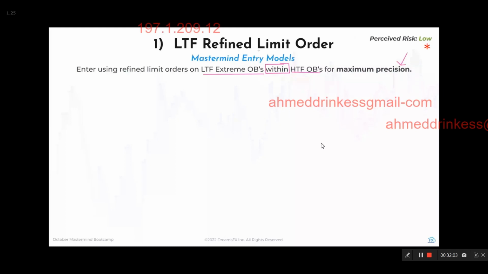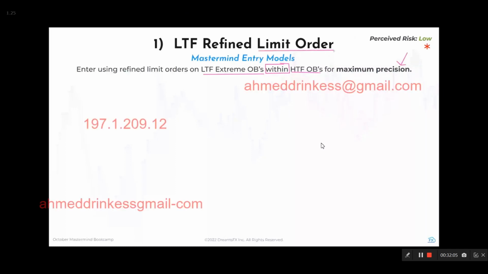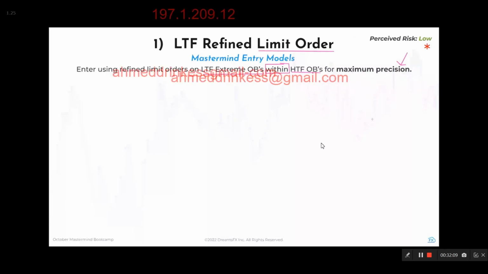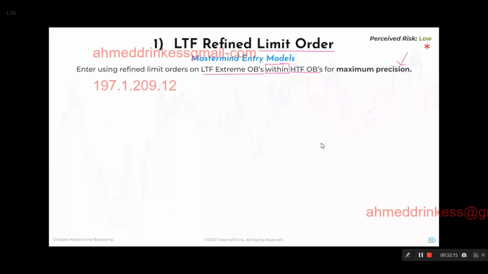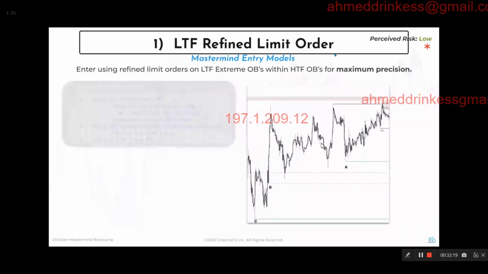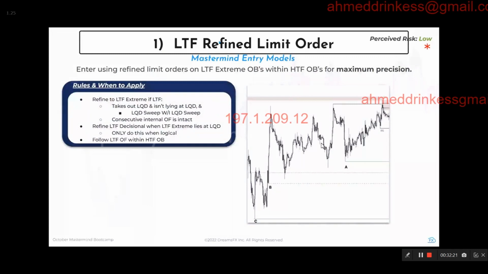Now, when I say limit order, what I personally do is I've been on both sides of spread. I always set my alert at a limit order, but I'll never just place a limit order because I'm on the charts, I watch, so I manually just press it. But it's the same thing, right? So that being said, this is what we're going to look at. So rules and when to apply.